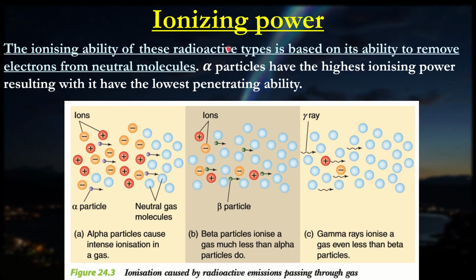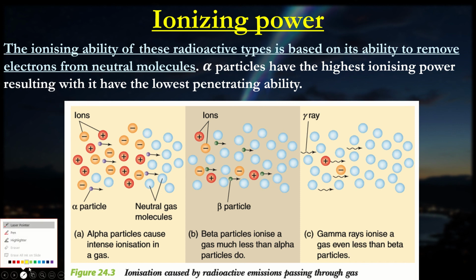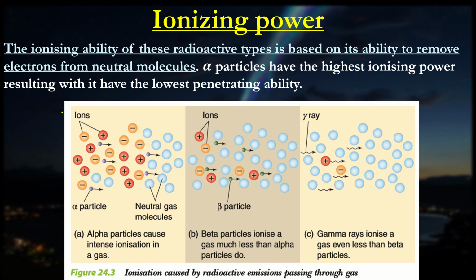And the reason why penetration power does differ is because of this concept of ionization. Now, the ionizing ability of these radioactive types is based on their ability to remove electrons from neutral molecules. So alpha has the highest ionizing power. Don't forget, because alpha has the +2 charge, it has a greater ability to extract electrons from neutral particles.